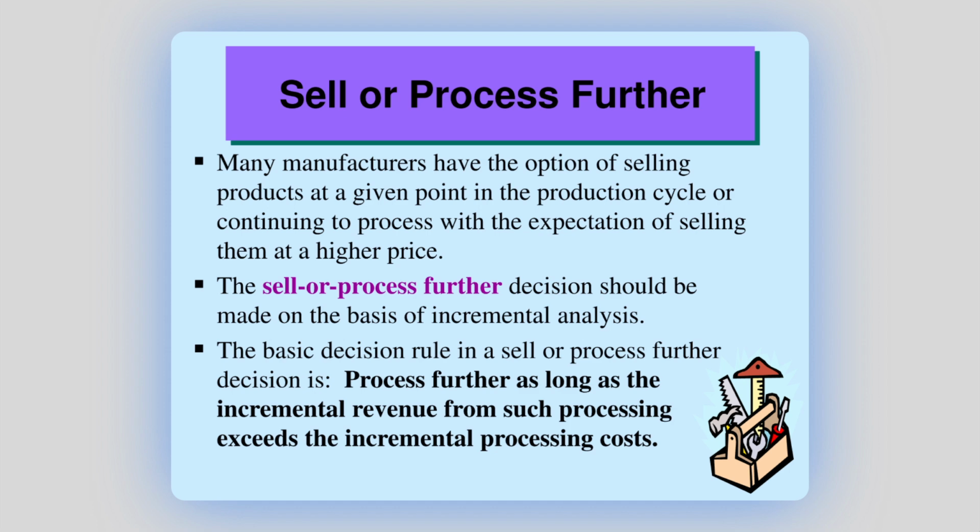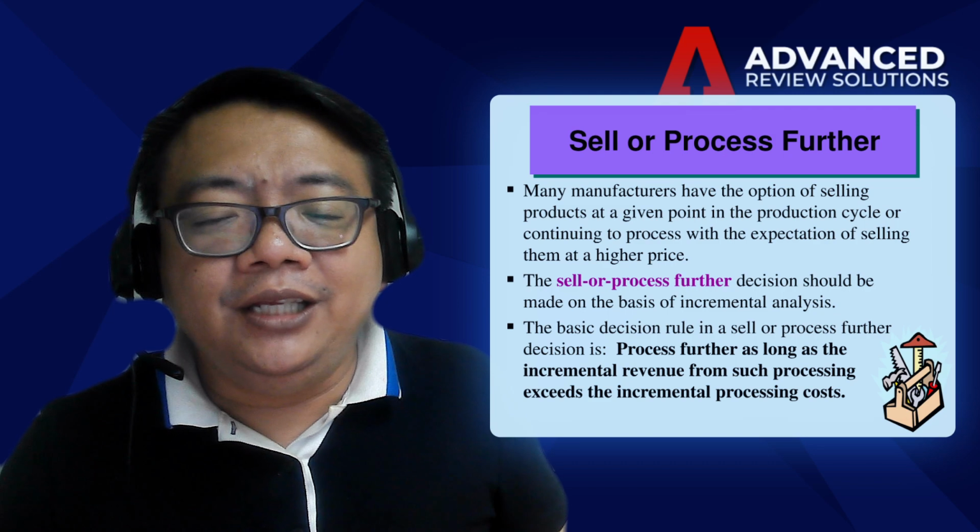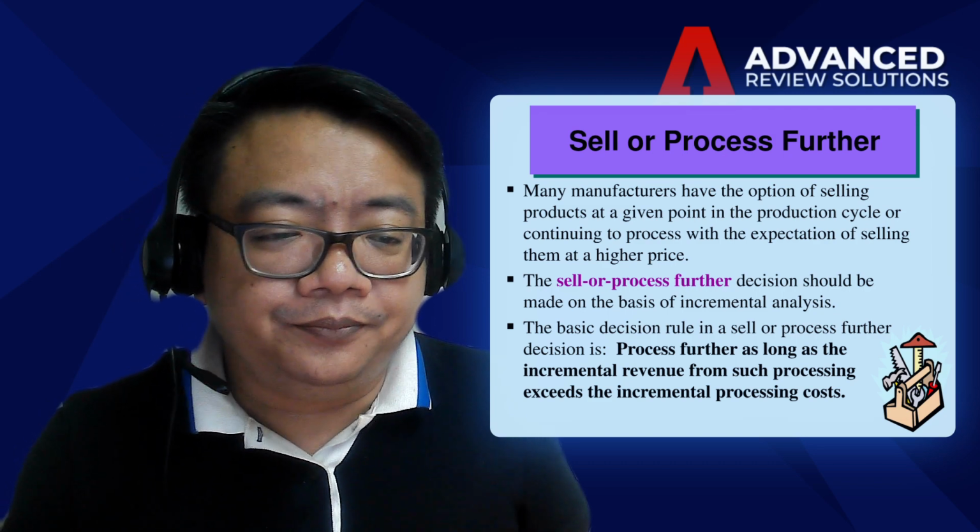By the way, the sell or process further decision should be made on the basis of incremental analysis. And this one is your basic rule. Process it further as long as the incremental revenue from such processing exceeds the incremental processing cost. That is our discussion in joint and by-products. Hopefully you still remember. Okay.